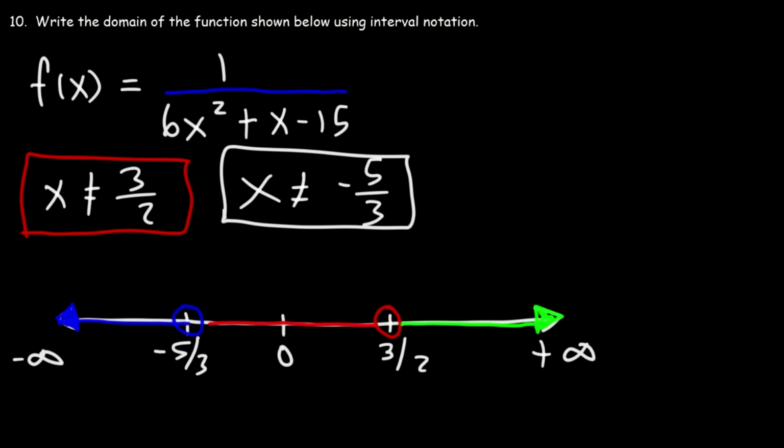So there's 3 sections to our answer. So here's the first section. As we read the number line from left to right, that's going to give us the domain. So it's from negative infinity to negative 5 over 3. Now because we have an open circle, we're going to put a parenthesis next to negative 5 over 3. So that's the first section, highlighted in blue.